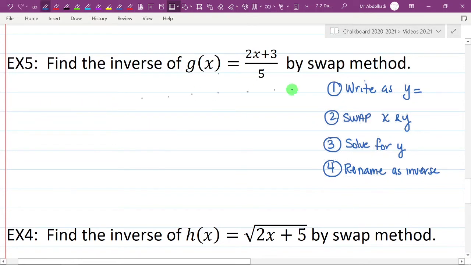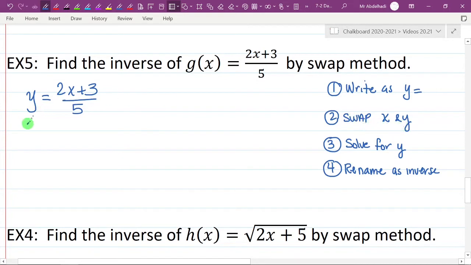Now, the first step is write this as a y equals function. Now, what does that mean? It means we need to have this be y equals, not g of x. So temporarily, we're going to rename this to y equals. So we'll write y equals, and we'll just copy the rest. Okay, that's step one. Step two, swap the x and y.